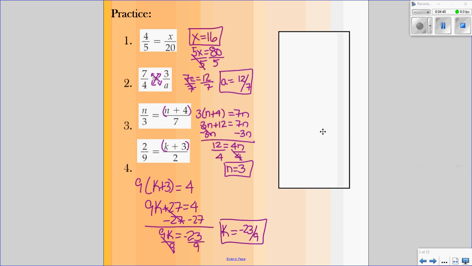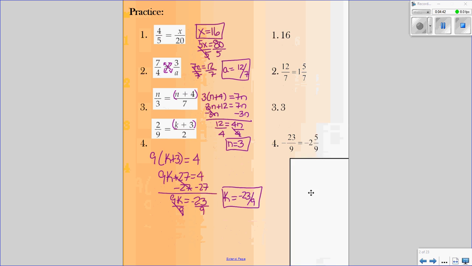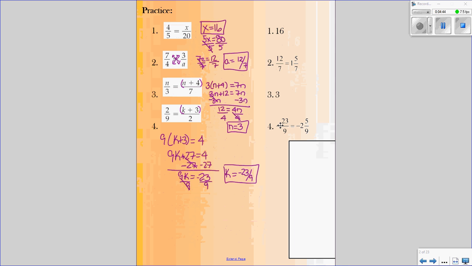So let me move this. So yeah, that all matches up. So notice how you can turn 12 over 7 to 1 and 5/7, and this one, negative 2 and 5/9. Either way, same thing.